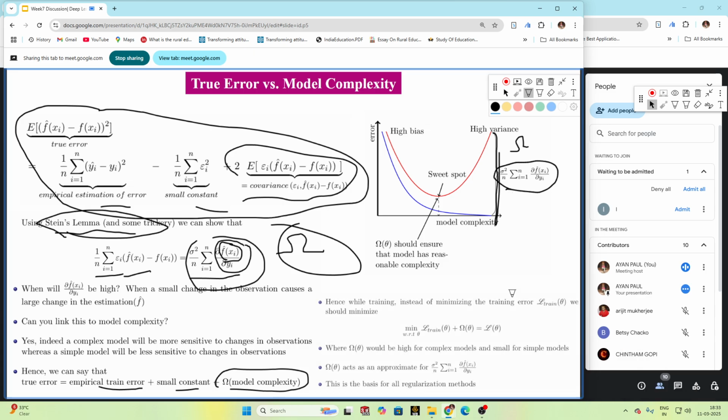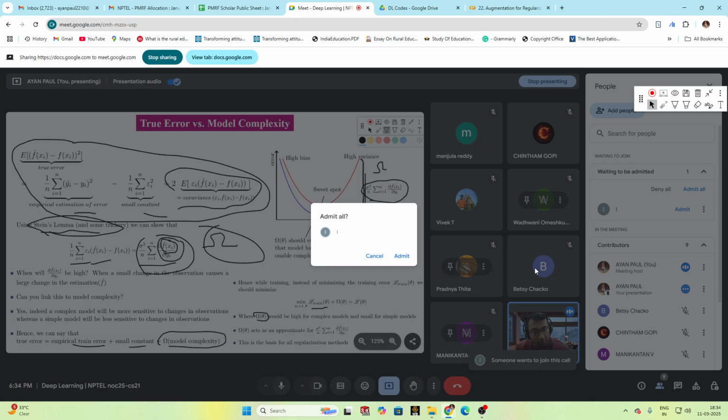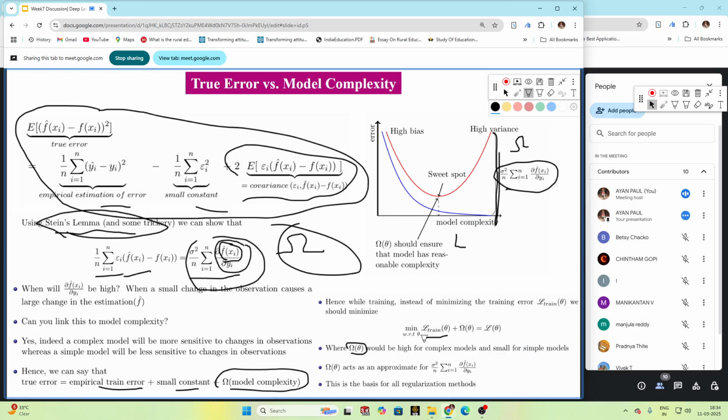Earlier we were interested only in the training error, so we were only doing the optimization on this L theta, or just this loss. But now we will be more interested in this complexity term also. So we will do our back propagation on L theta, and also on this complexity term.